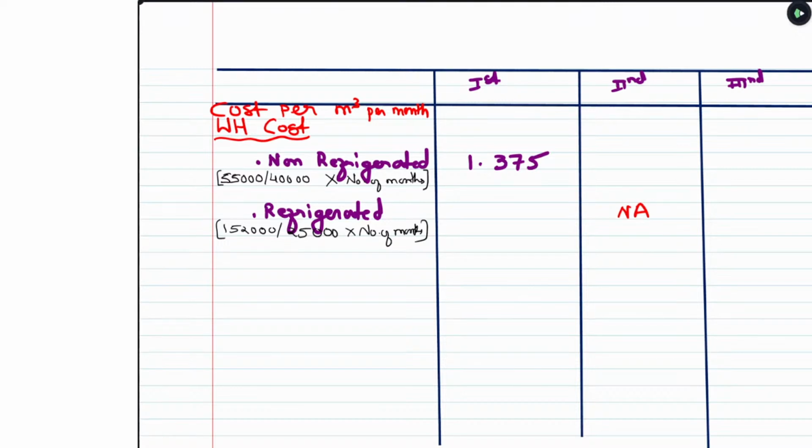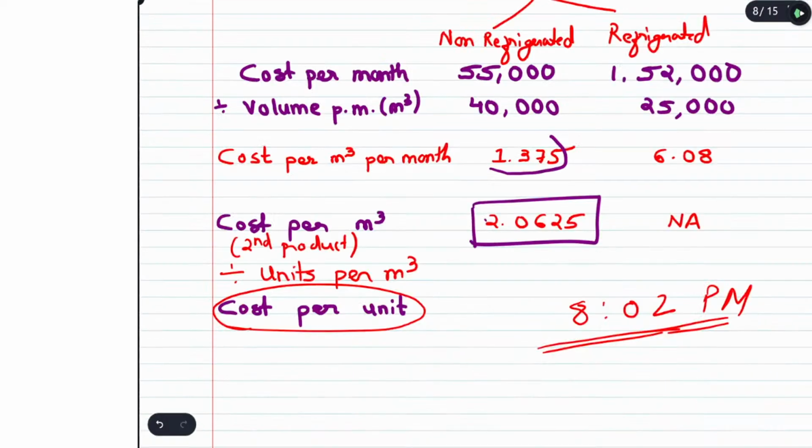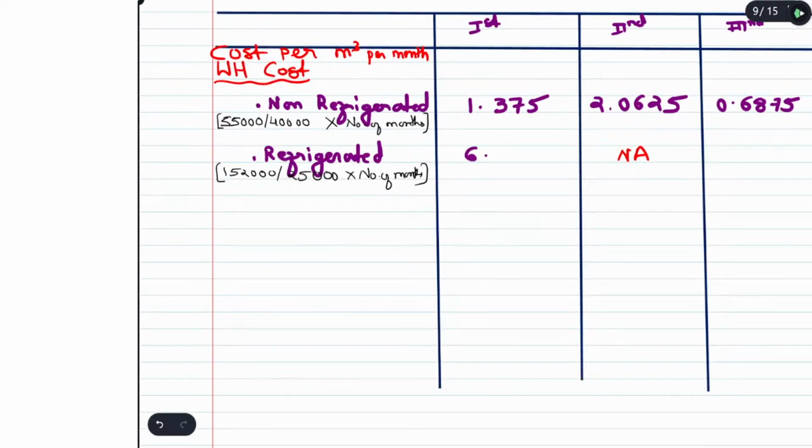Okay. For the second product, it will be 1.375. Just a minute, beta. I will calculate the same. It will be 1.375 into 1.5, because here 1.5 months are required in the store, and in the third product it's just 0.5 month. 0.5 into 1.375, it's 0.0685, है ना. Regarding the refrigeration cost, we have already computed, it's 6.08. So here it will be 6.08.